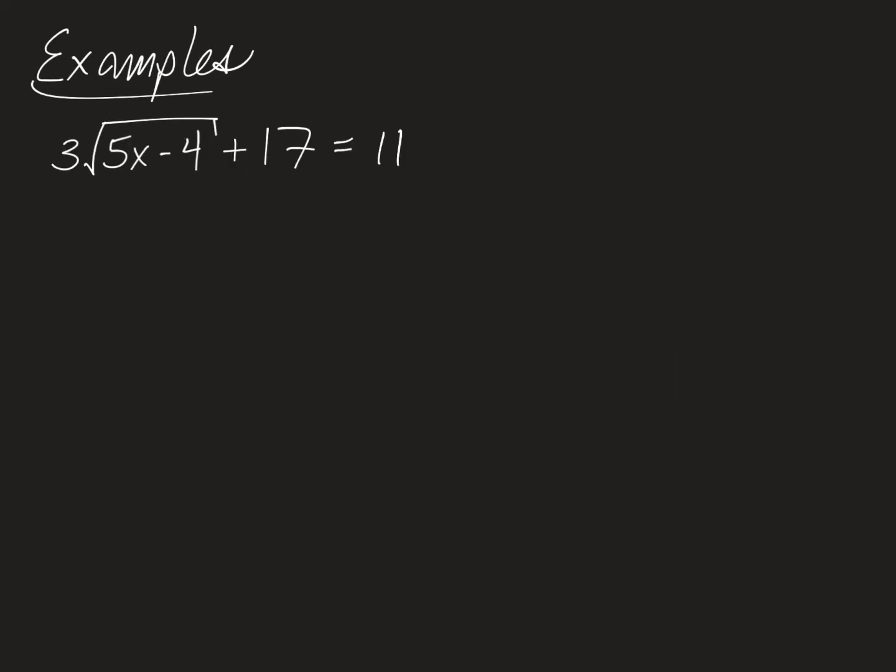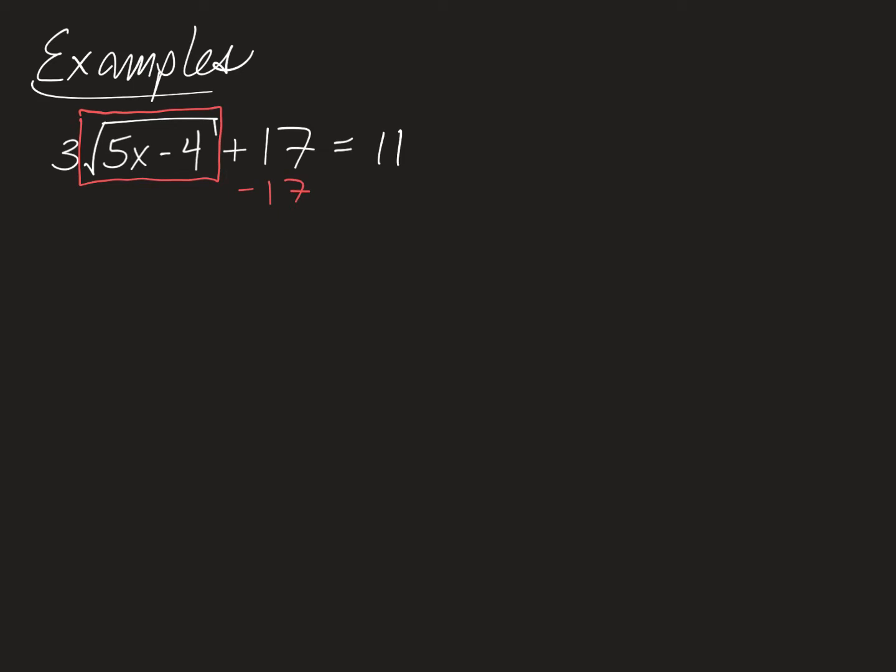In this next example, we have the equation 3 times the square root of 5x minus 4 plus 17 equals 11. So from here, what we can do is isolate the radical. Again, the radical is here. We need to isolate the radical. So the first thing I'm going to do is subtract 17 from both sides, like so.